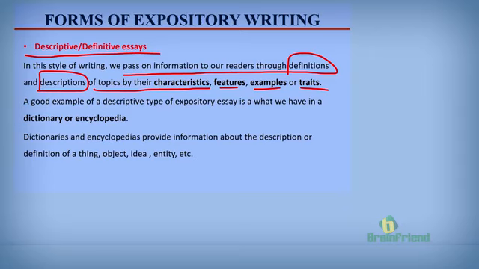And a good example of a descriptive type of expository essay is what we have in a dictionary or encyclopedia. You find in dictionaries that we have words, definitions of words, explanations, examples, and so on. So this is an example of a descriptive or definitive essay. Dictionaries and encyclopedias provide information about the description or definition of a thing, object, idea, entity, and many other things.